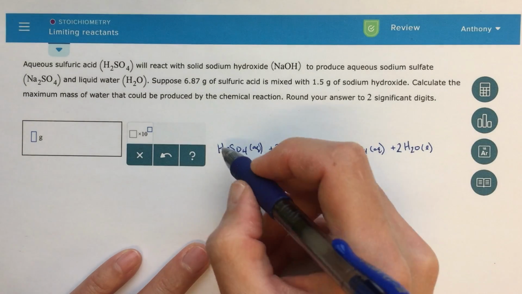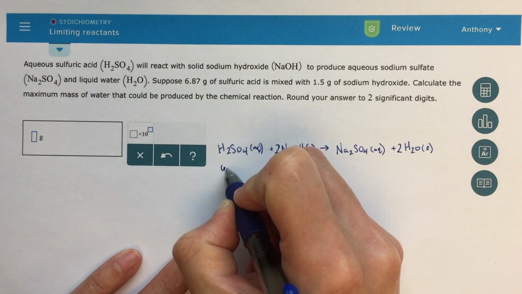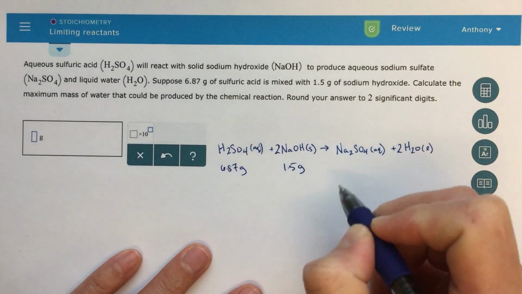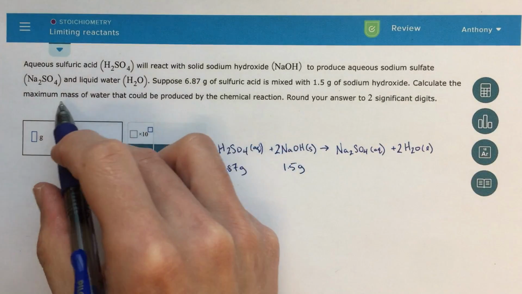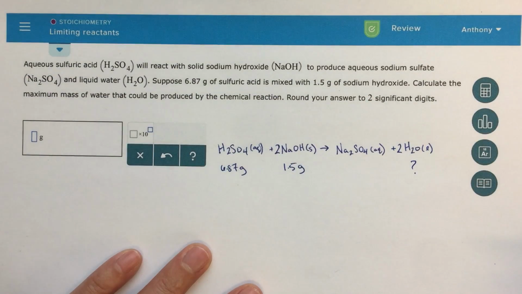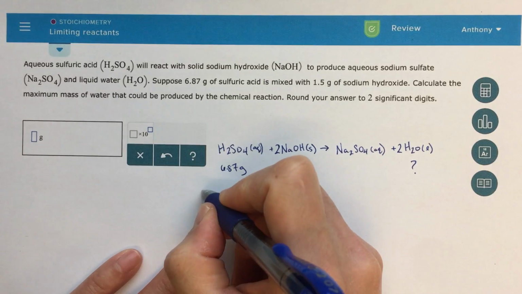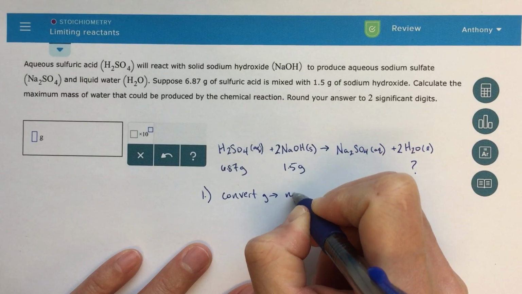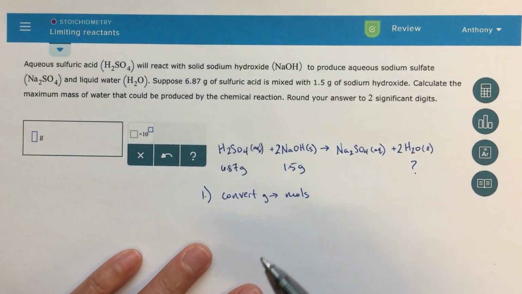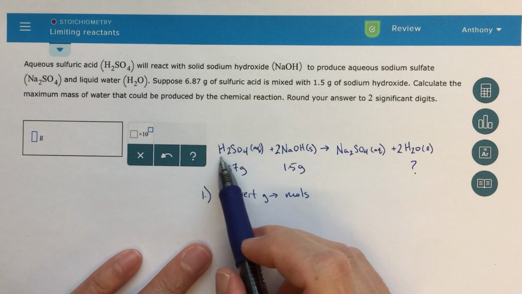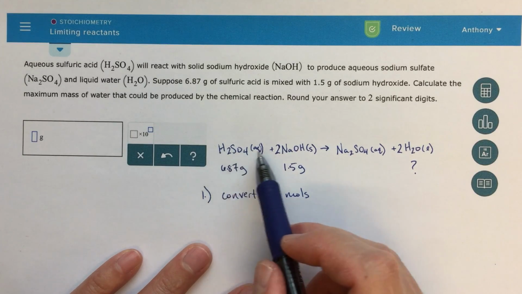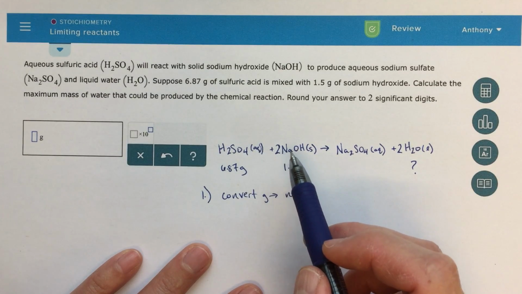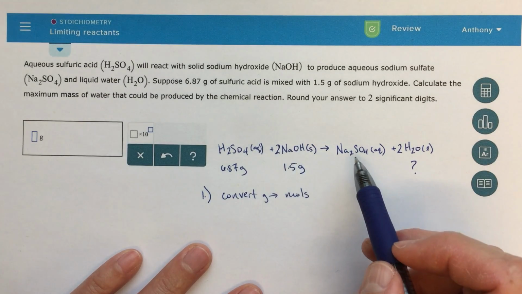Now we're going to do our grams to moles conversion. I'm going to have 6.87 grams of sulfuric acid, 1.5 grams of sodium hydroxide, and we're asked to calculate the maximum mass of water. That's what we're looking for, how much water will be formed in this reaction. Like I said, step one is just to convert from grams into moles. Whenever we're dealing with limiting reactants, stoichiometry, and balanced chemical reactions, we always want to be using moles, because these coefficients 1 and 2 and 1 and 2, that's the number of moles. 1 mole of sulfuric acid needs 2 moles of sodium hydroxide to react to give 1 mole and 2 moles of water.